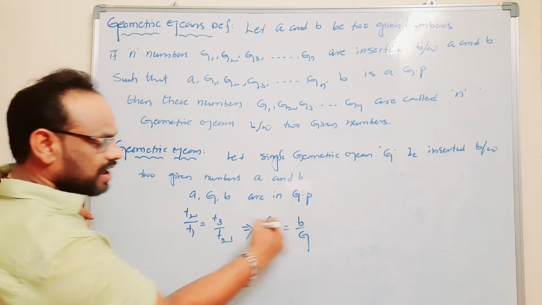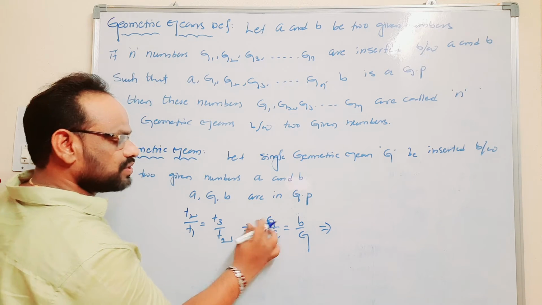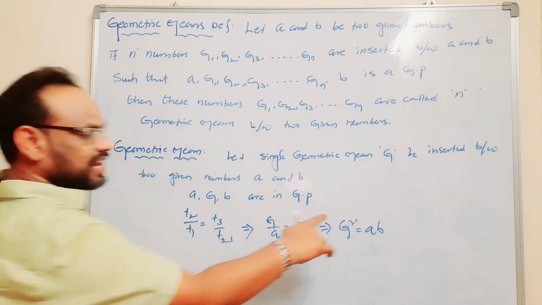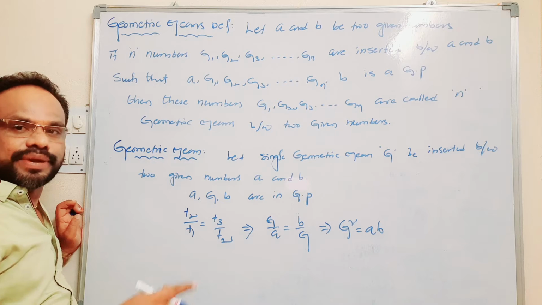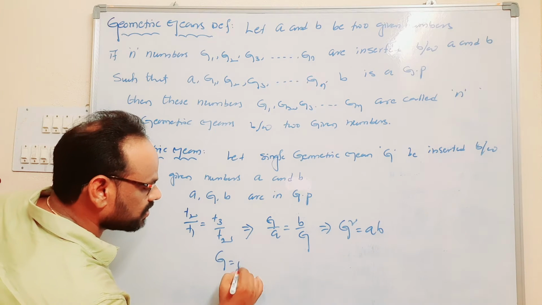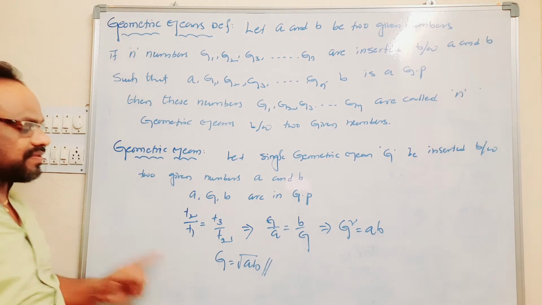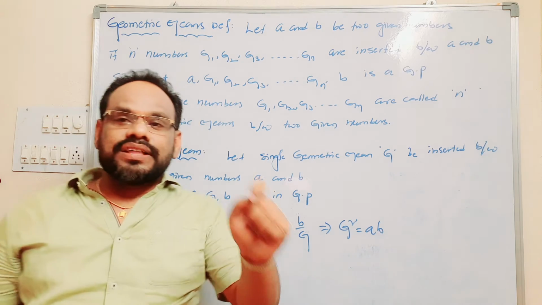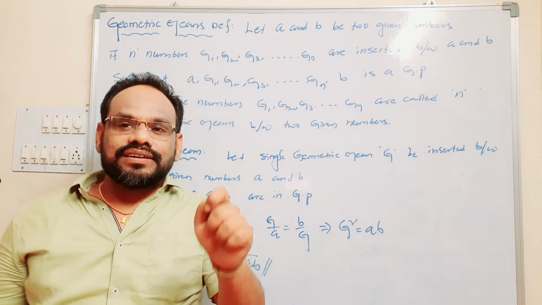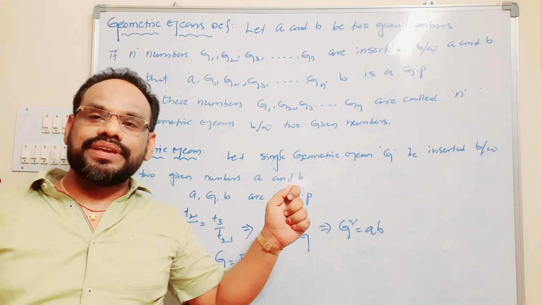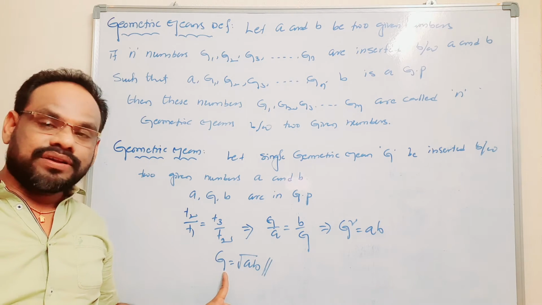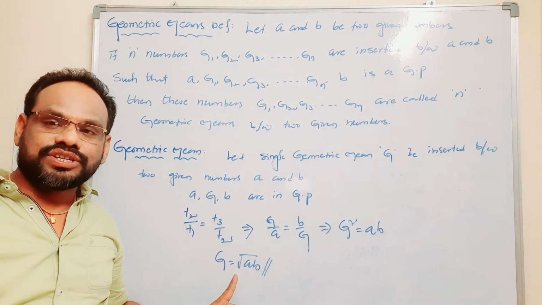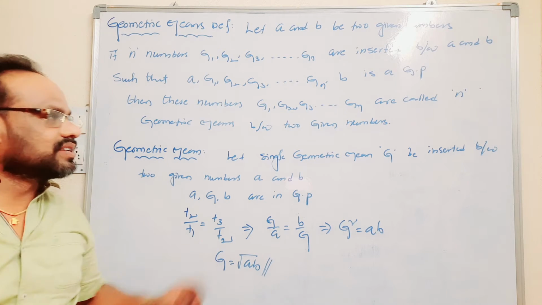If you do cross multiplication here, g into g gives g square, and a into b is ab. If you transpose the square from LHS to RHS, it becomes a square root. So g is equal to the square root of ab. Therefore the geometric mean g of any two given numbers a and b is given by g equals the square root of ab. Let us discuss one more example.